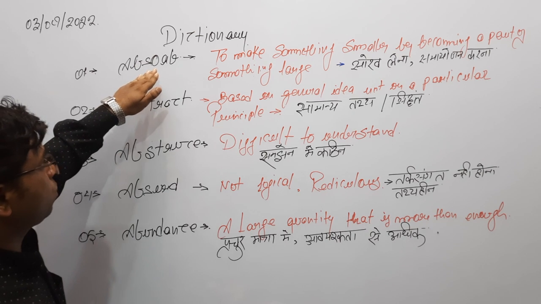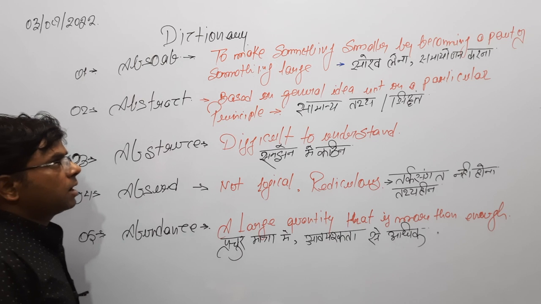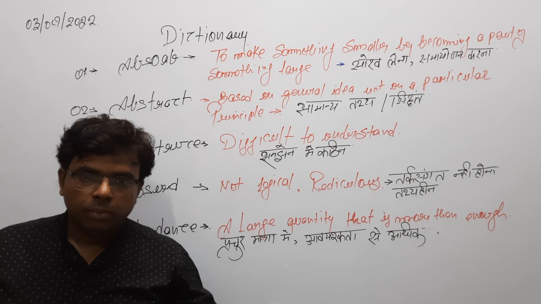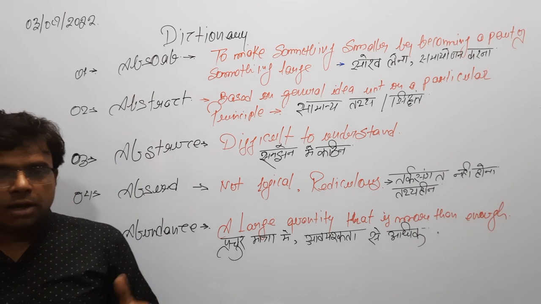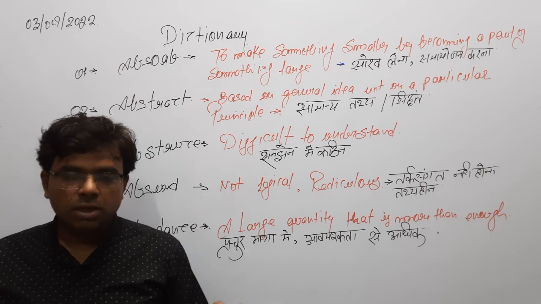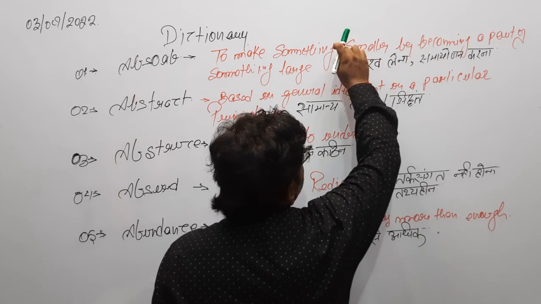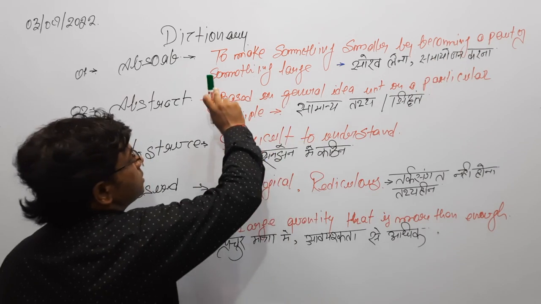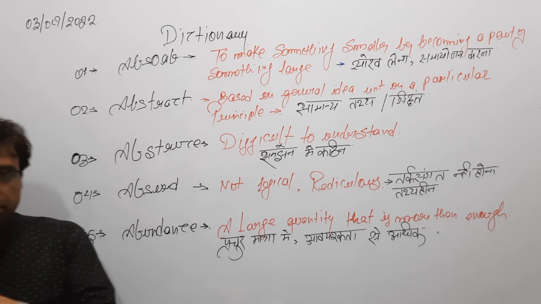Absorb means to make something smaller by becoming a part of something larger. In Bihar, the Rashtriya Samta Party got merged into the JDU. When the Rashtriya Samta Party, the smaller party, gets merged into the JDU, which becomes something larger, then it is called JDU has absorbed Rashtriya Samta Party.